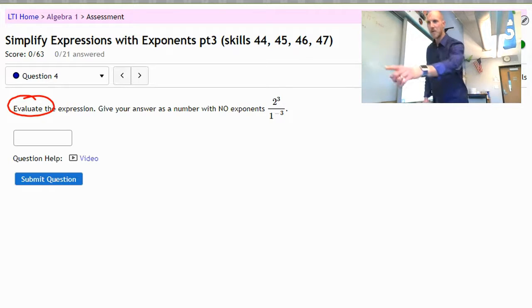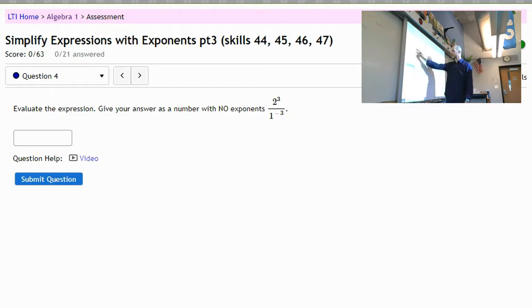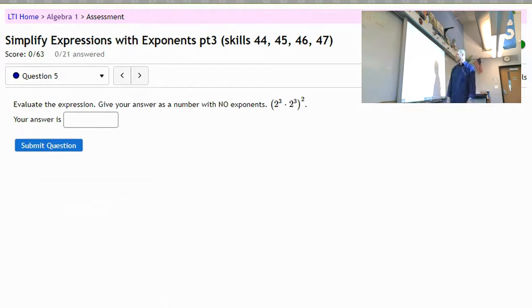And let's look at the next one. 5. Again, evaluate means give your answer as a number with no exponents.